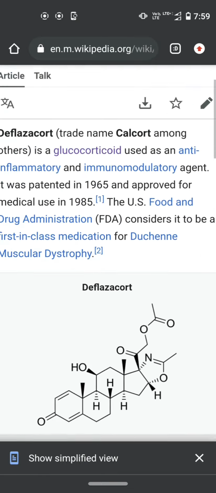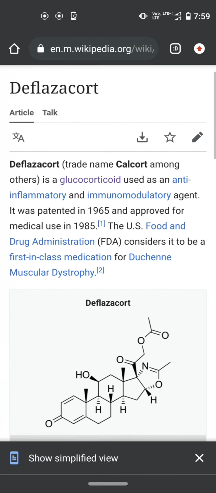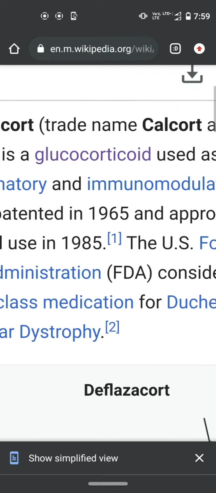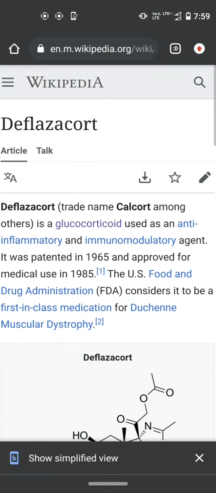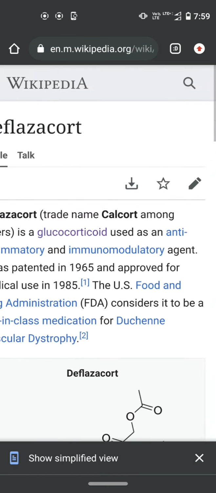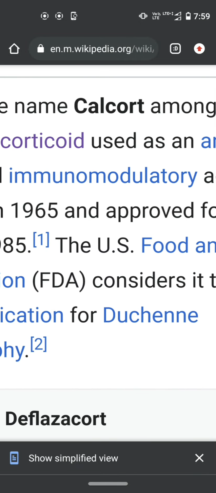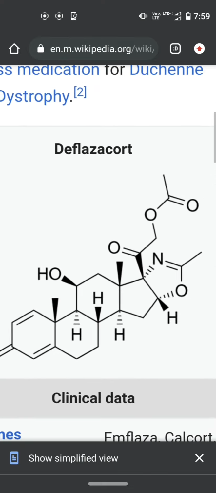Actually, it's called a glucocorticoid drug. So it means it involves glucose, cortex, and the steroid. So let's see what it's used for: immunomodulatory, which means it will regulate how your immune system works. It's also anti-inflammatory. So this kind of drug is pretty common.